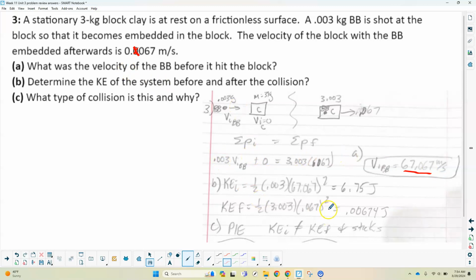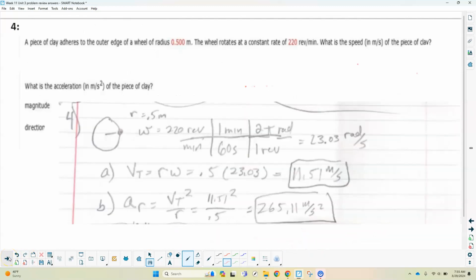Then you do the kinetic energy before the collision, which is all in the BB: 1/2 times 0.003 times that answer from part A squared, and you get 6.75 joules of energy. The final would be 1/2 the total mass times the 0.067, the one that I messed up, squared, and you get 0.00674. So those are the values for number 3. And again, the type of collision is perfectly inelastic, for the reasons we discussed.